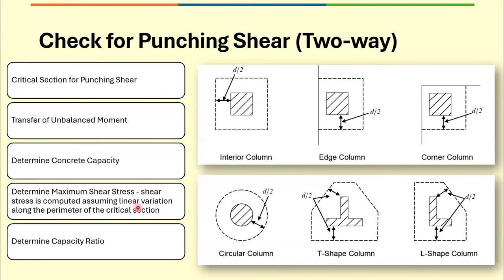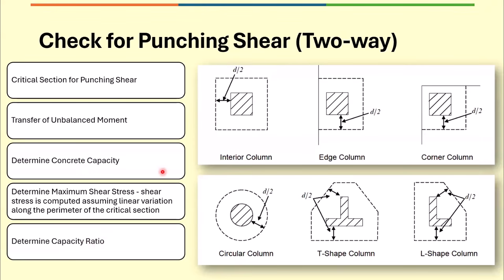Next is check for punching shear, two-way shear check. So it calculates the punching perimeter, the critical section, right, D by 2 away from the face of the column or the pedestal. And it also considers transfer of unbalanced moment, determines the concrete capacity, and determines the maximum shear stress. Shear stress is computed assuming a linear variation along the perimeter of the critical section like this, and the peak one will be used. And that divided by the capacity will give you the demand capacity ratio.